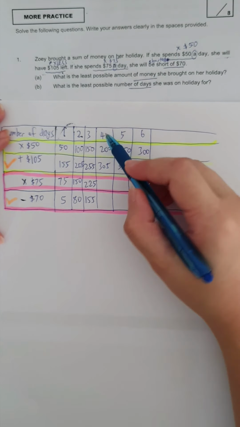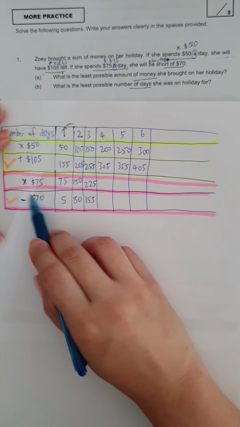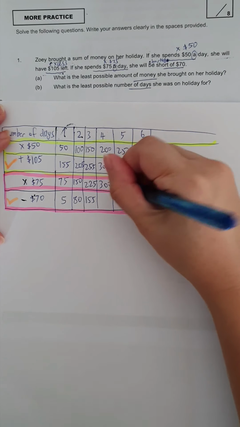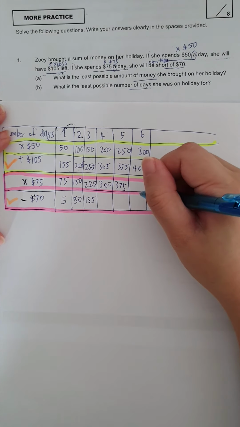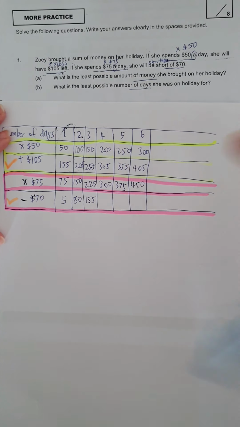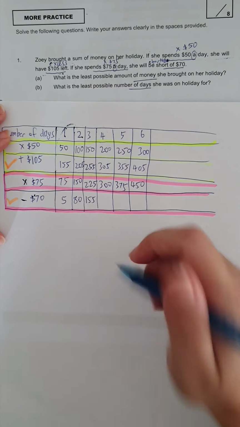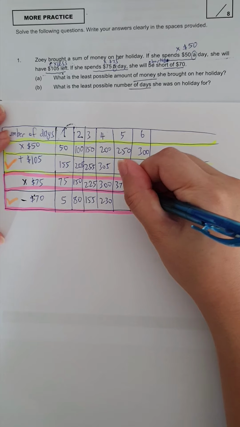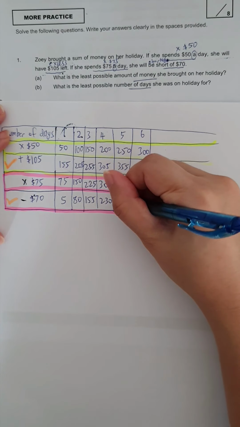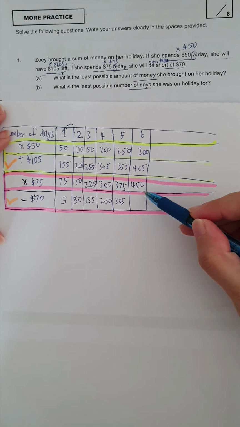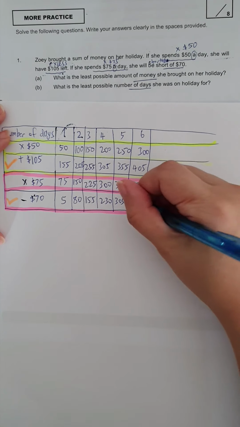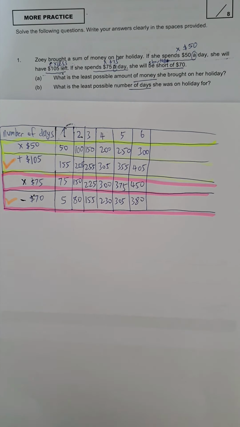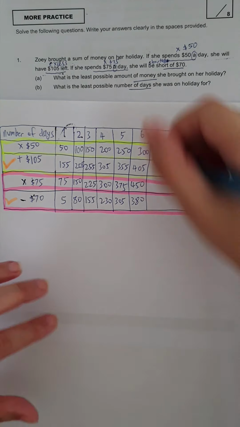Next part. 4 times 75 is 300. 5 times 75 is 375. 6 times 75 is 450. So I'm going to now follow the rule, minus 70. 300 minus 70, it will be 230. 375 minus 70, it will be 305. 450 minus 70 is 380. Can you see? Till now, my number still hasn't appeared. So I have to continue. Can you see or not?